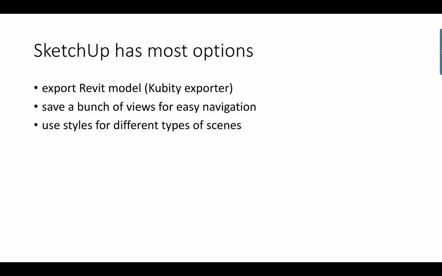If you want to export your model from Revit to SketchUp, you can use Cubity's exporter. It's called RVT to SKP, and it's on the desktop machines. What I would recommend though is that you use a section box to crop your model in the 3D axonometric view, so that you don't export everything, because that does make for a rather large SketchUp file.